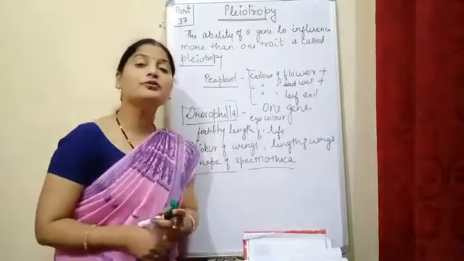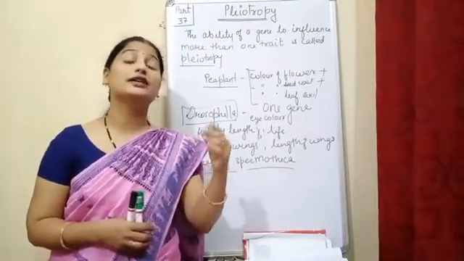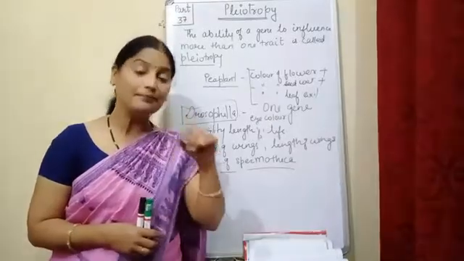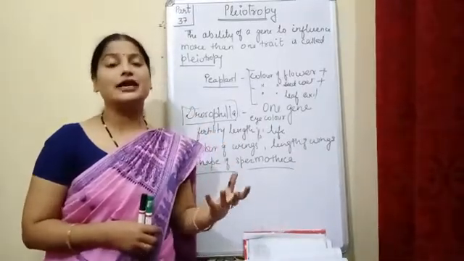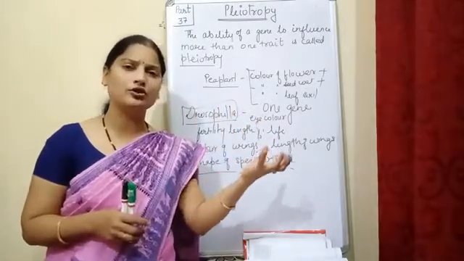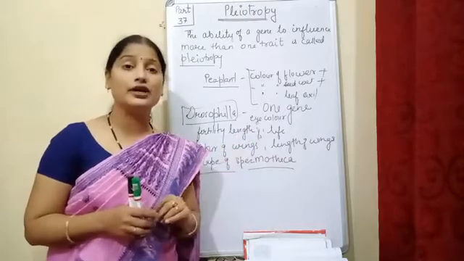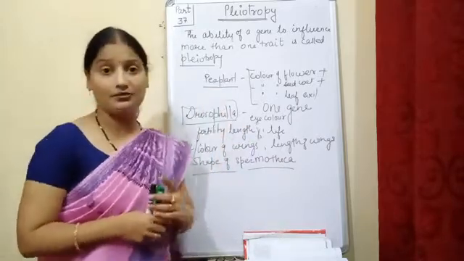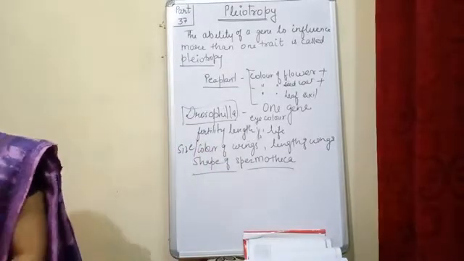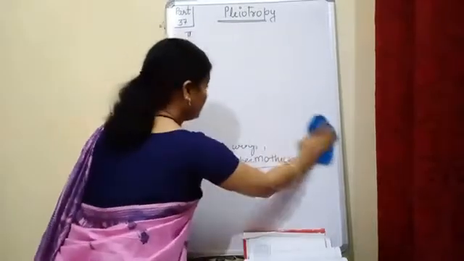Now in case of human beings, we can see pleiotropy in sickle cell anemia. We all know it is a disease in which our blood cells get distorted, and from the oval or concave shape they get converted into the sickle shape. That's why it is called sickle cell anemia. Now see what happens in sickle cell anemia.